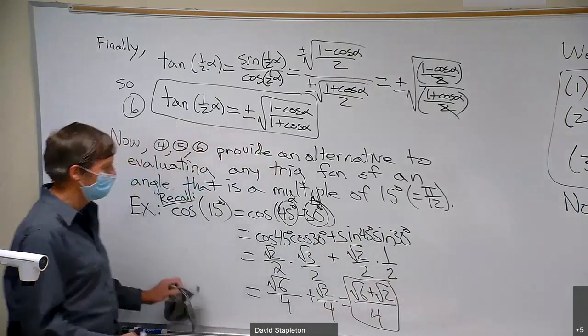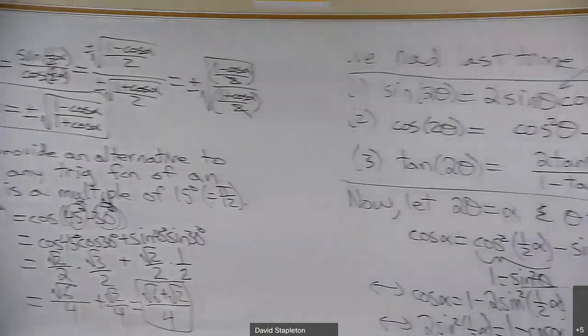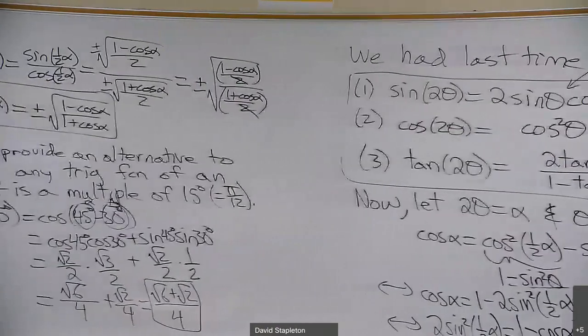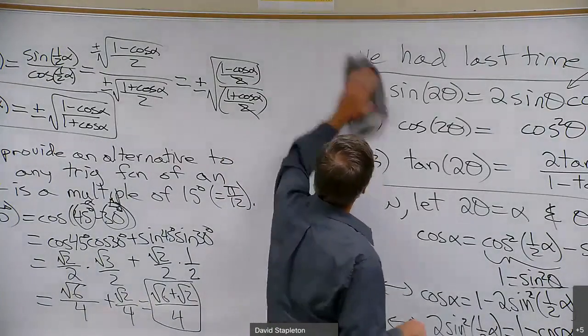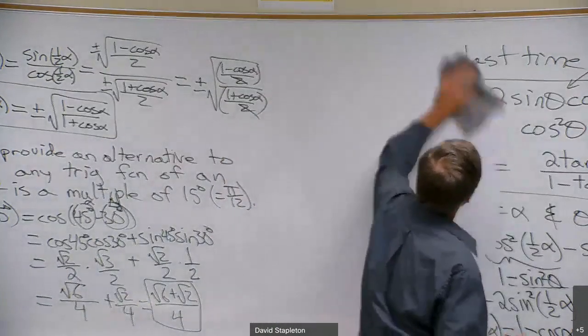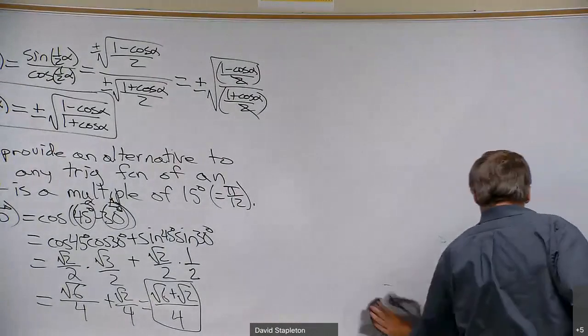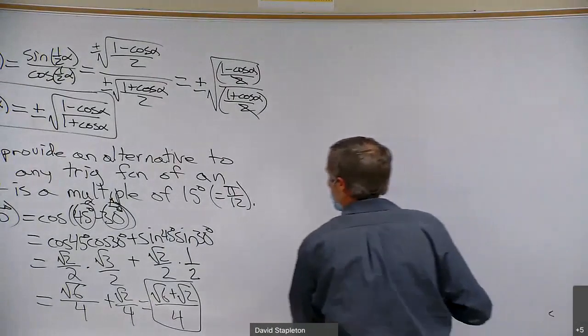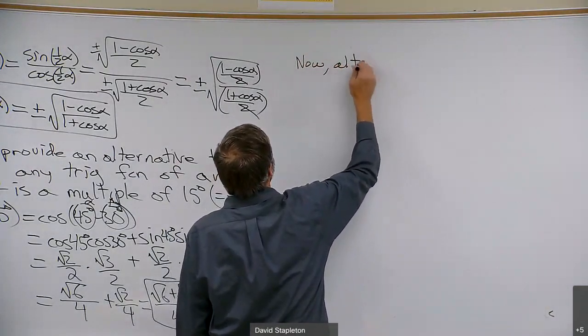The claim is now that we have half angle formulas. This might be preferable in some circumstances. We'll use equation 5 here now, the half angle formula for a cosine.